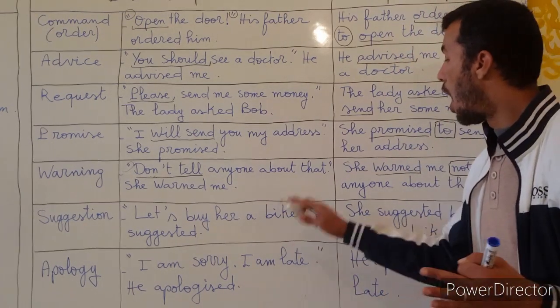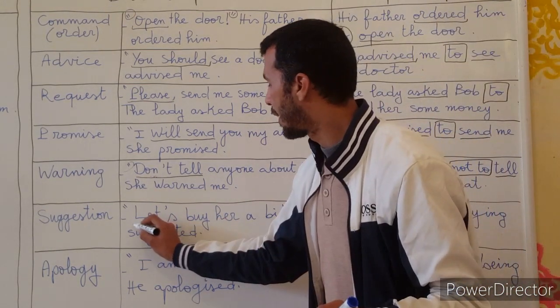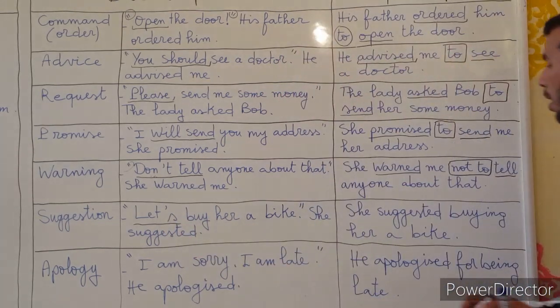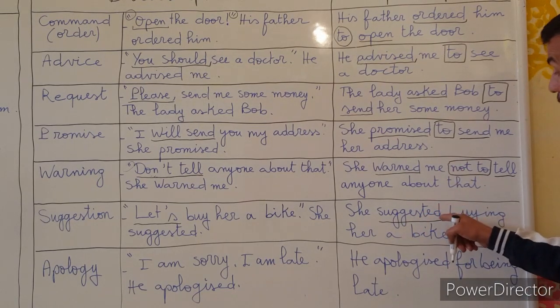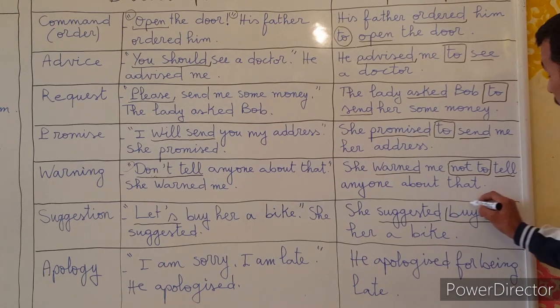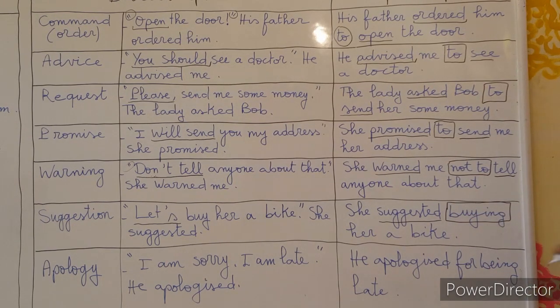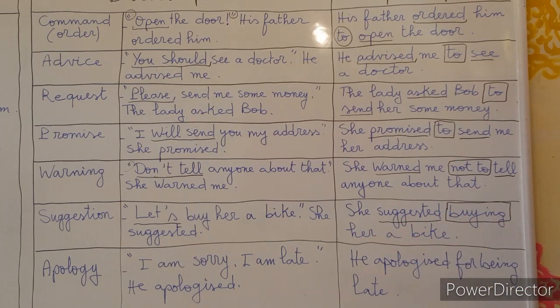Suggestion. Let's buy her a bag. She suggested. What is the expression of suggestion here? It's "let's." So, she suggested, and we have already seen in infinitive and gerund that after the verb suggest, the verb that comes after is always in gerund form. So, she suggested buying. Let's go out: she or he suggested going out, and so on. So after suggest, the verb is always in gerund.